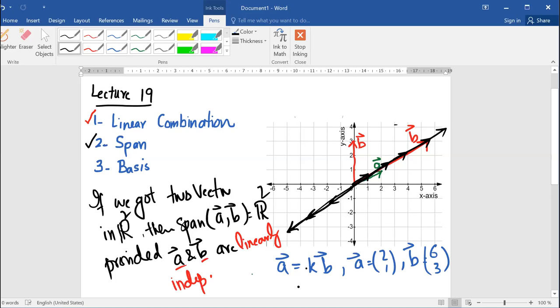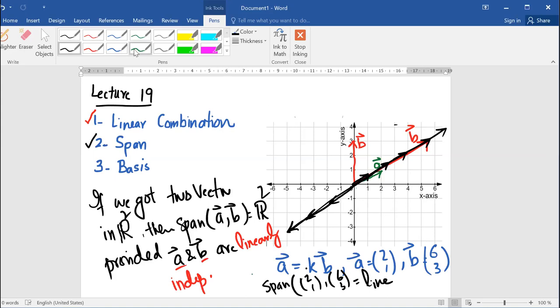So if I say span of (2, 1) comma (6, 3), then I will say a line. So the span of this is a line. This is not R square. Whereas the span of the previous one, where A and B were linearly independent, was the complete R square. But in this case, the span is not the whole R square. Rather, the span is just a line.